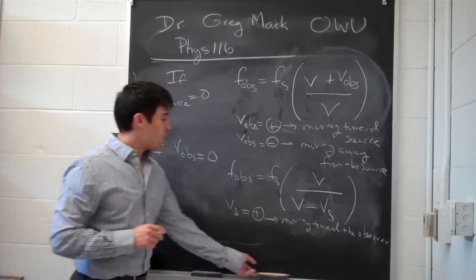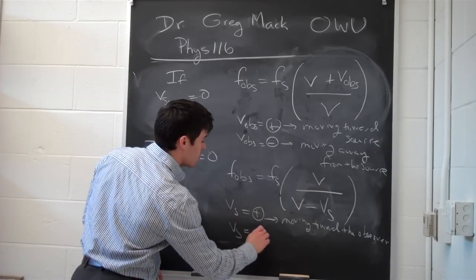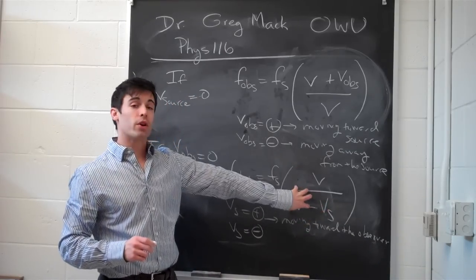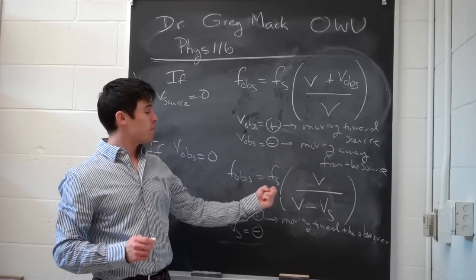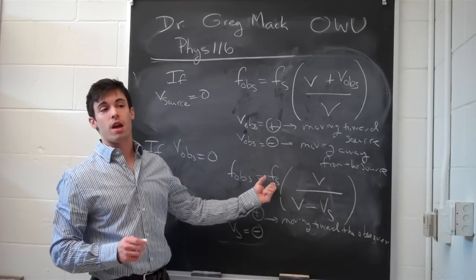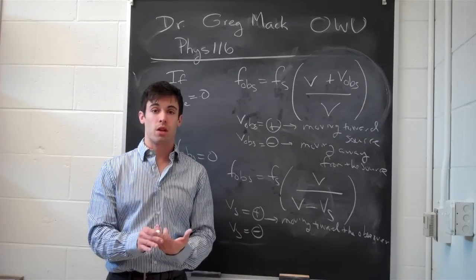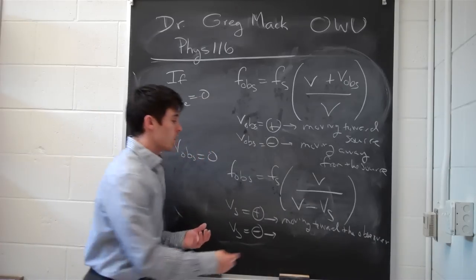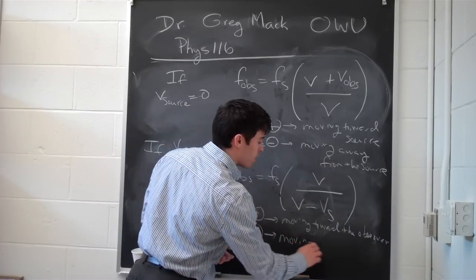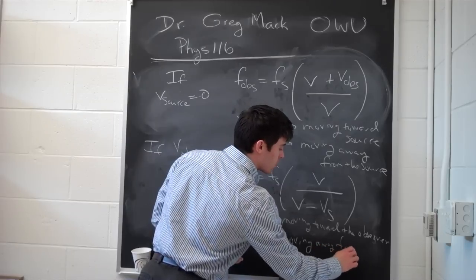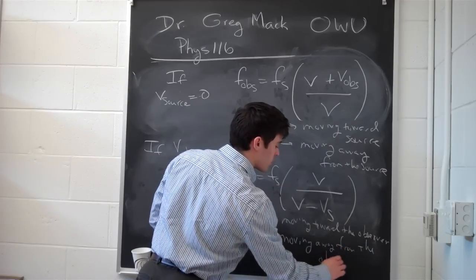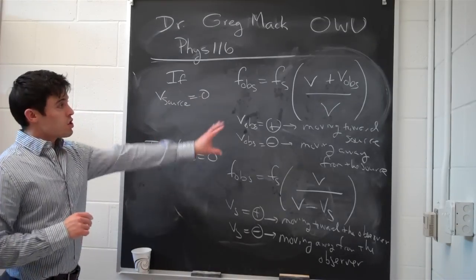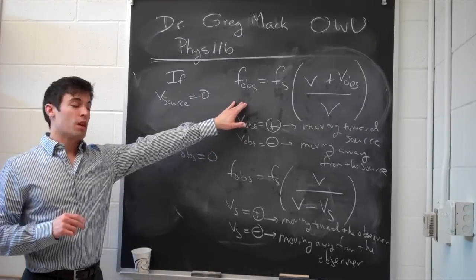Okay. So now, in the other situation, if V_s is negative, this denominator here becomes bigger than V. So a V over something bigger than V, that's a number that's less than 1. And so that times the source frequency means that you're going to have an observed frequency that's less than the source frequency. So that means that you end up with the situation where you are perceiving a lower pitch that's corresponding to the source moving away from the observer.